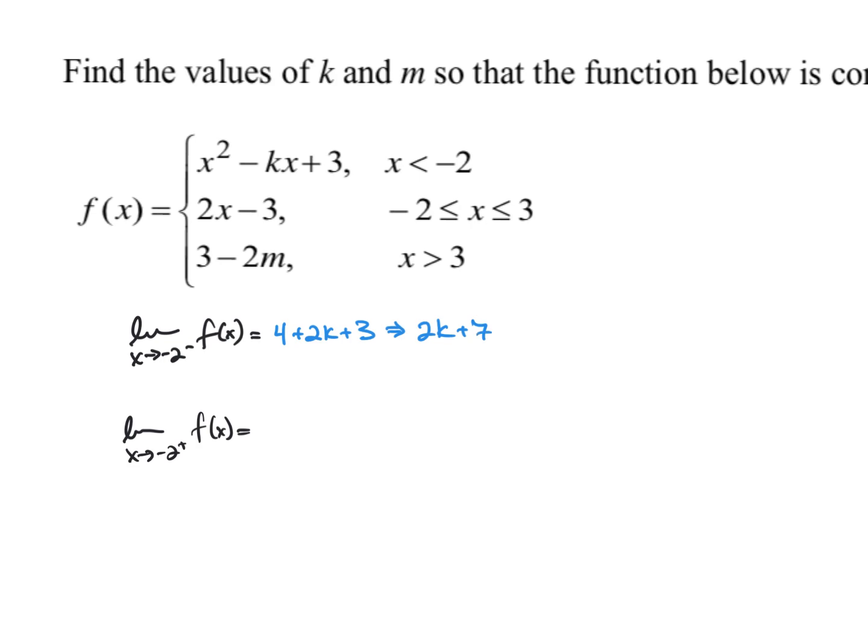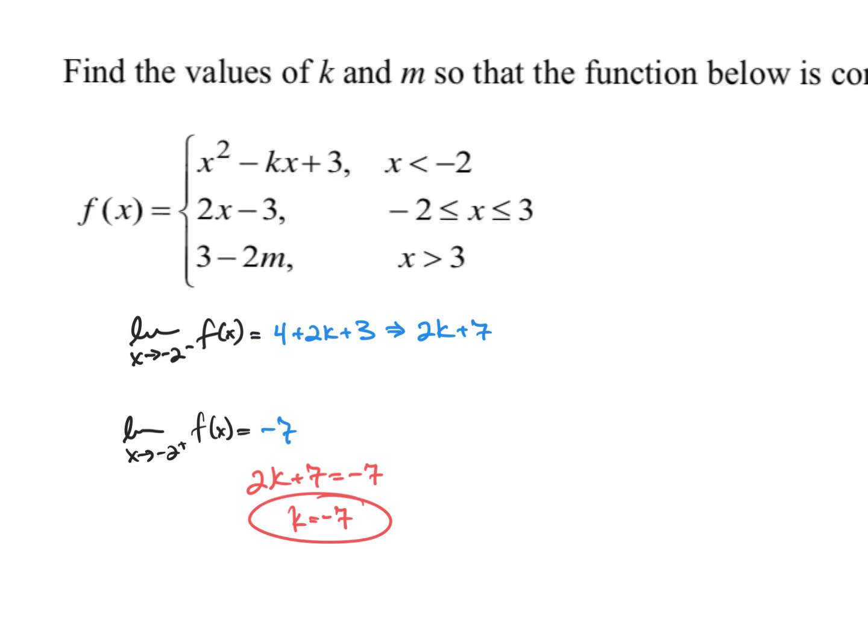Now let's do it from the right. So when do I substitute it from the right? The middle one. So what do we get when we substitute it in the middle one? -7. Love it. All right. And so now what do we do with those two things? We set them equal. So now we're going to have 2k plus 7 equals -7. So what do we get for k? -7. There it is. So k is equal to -7. All right, let's do it again.